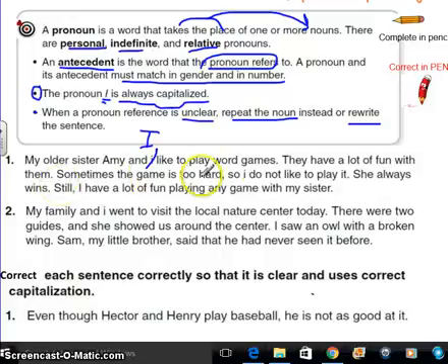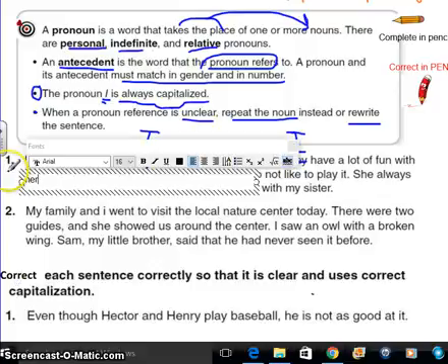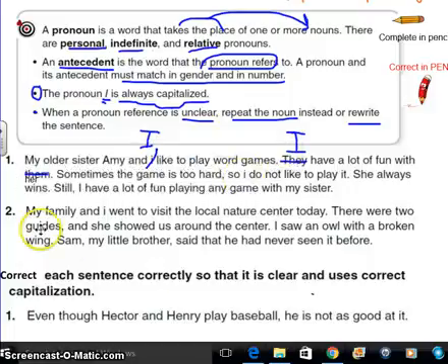My older sister Amy and I like to play word games. So it's my older sister Amy and I. So there's two people. Is it they have a lot of fun with them? So they and them should not be. What should this be? I have a lot of fun with her. Yeah, I really should have her because it's just her and her sister. So it's not like it's a whole bunch of people, right? Okay, so you can cross that out.